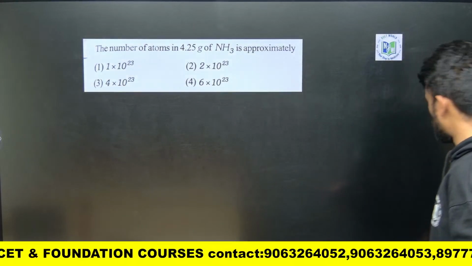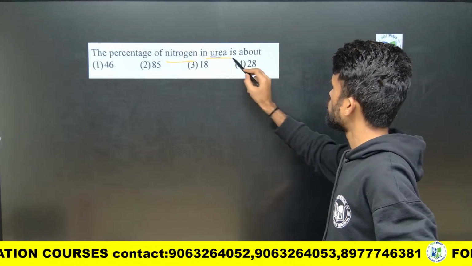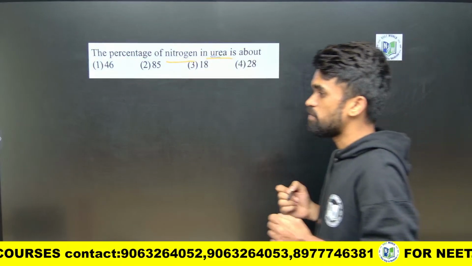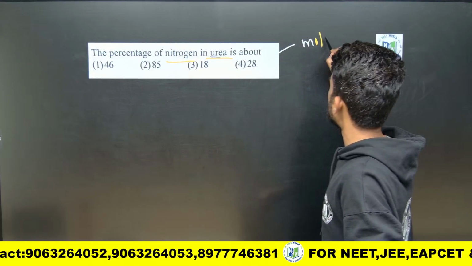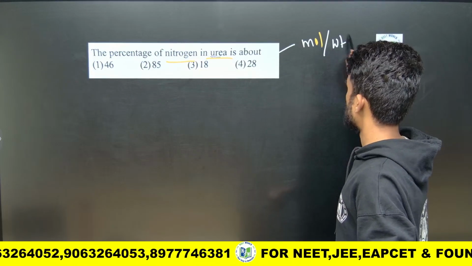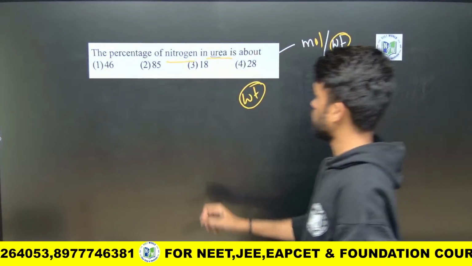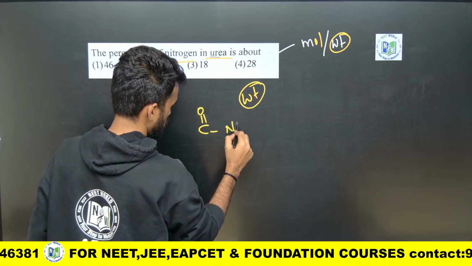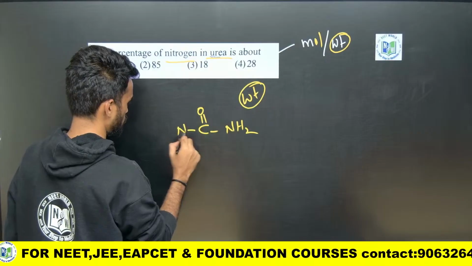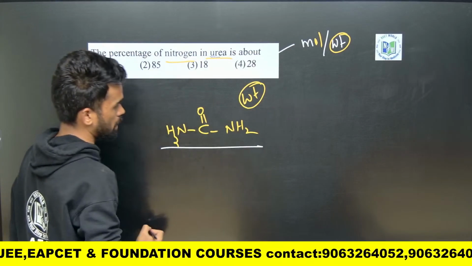This I have given as homework. Now tell me percentage of nitrogen in urea is about. What is the formula? They haven't mentioned whether it is mole percentage or weight percentage. In this case you just consider it by weight. Take the formula unit of urea. So what is the formula unit? This is the formula and structure of urea, right? Now what is the formula I can make out of it?